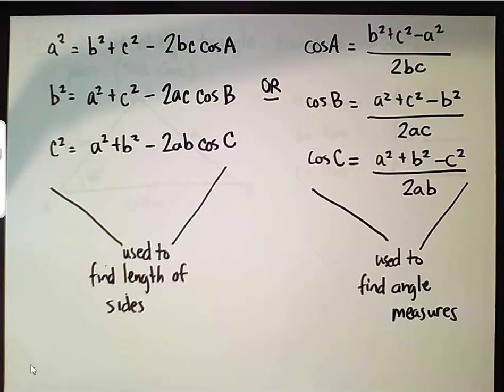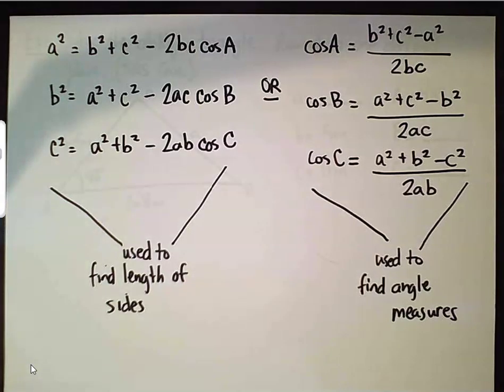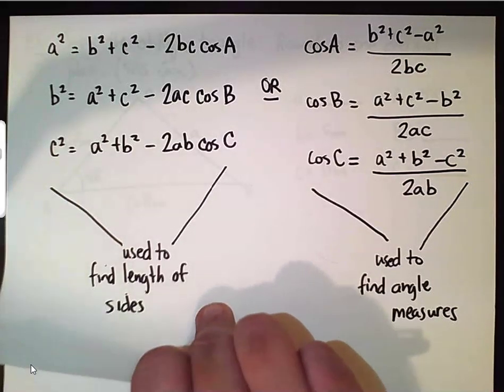If we need to find an angle first, then we use one of the three formulas on the right-hand side. Cosine A is b squared plus c squared minus a squared over 2bc. Cosine B is a squared plus c squared minus b squared over 2ac. And the cosine of angle C is a squared plus b squared minus c squared over 2ab. Again, these ones we use to find angles, and these ones we use to find lengths of sides. Just like the law of sines, there are two different versions, and it depends on what we have to find first as to which one we use.